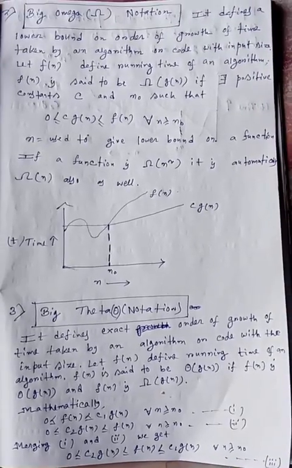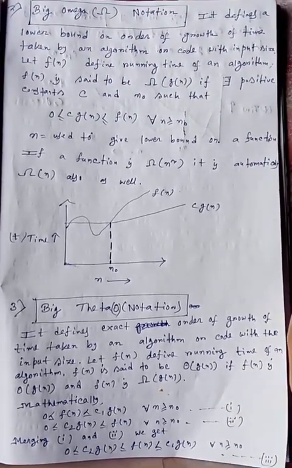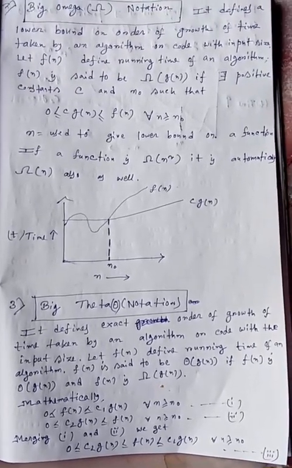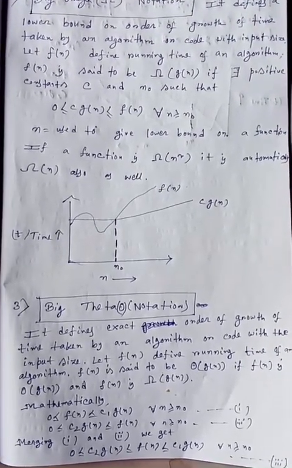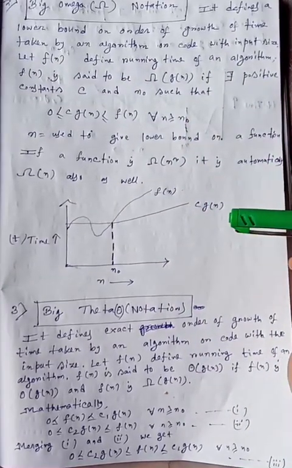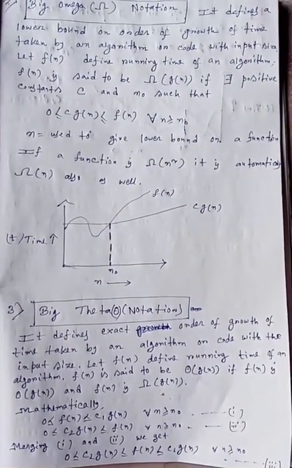Hello dear student, in today's class we will study big omega notation. Previously we have studied the big O notation. These two have some similarities and some differences as well. Big omega notation is also used to represent time complexity and space complexity as well.